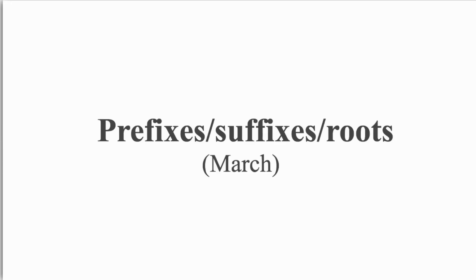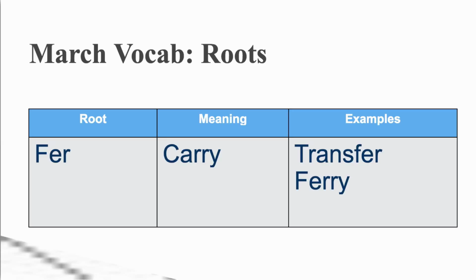So the first section is going to be our prefixes, suffixes, and roots, which is the very first section on your note sheet. The first one is fer, F-E-R. The meaning is to carry. Some examples are transfer, so trans means across, so to carry across, to transfer. Or ferry, like the boat, which carries passengers.